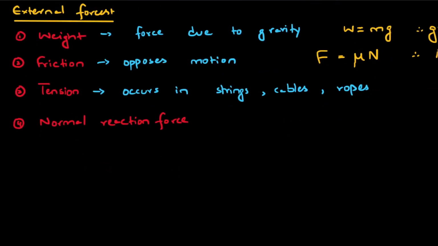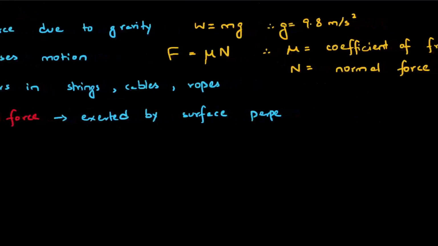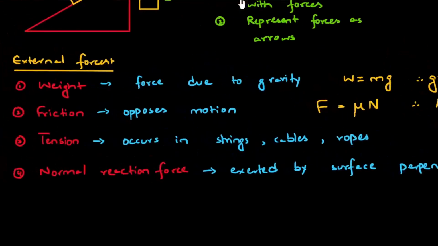And then finally, we have the normal reaction force. The normal reaction force is the force exerted by the surface on which the object has been placed, exerted perpendicularly. So this is a force produced perpendicularly to the surface by the surface itself. That's all we need to know about the external forces: weight, friction, tension, and normal reaction force.